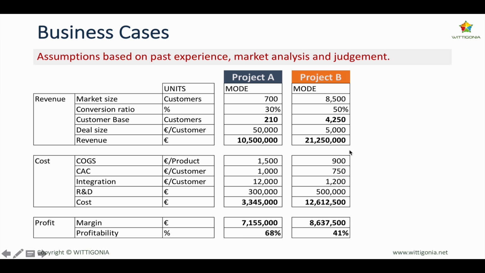Project B, on the other hand, has other characteristics. So we might spend a little bit more on R&D, but we have more customers to play with. Now, when we talk about uncertainty, we need to understand, of course, what is the impact now on the key parameters.